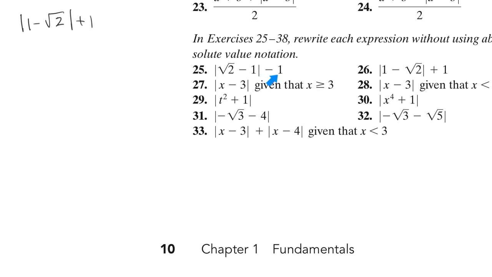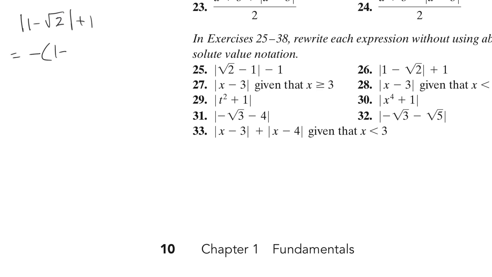Oh, and then this was minus 1, and that's plus 1. But anyway, this is going to be negative, right? Because the square root of 2 is bigger than 1, and a small number minus a larger number yields a negative number. So this is negative. So what that means is the answer is going to be the opposite of that whole expression that's inside the absolute value symbol.